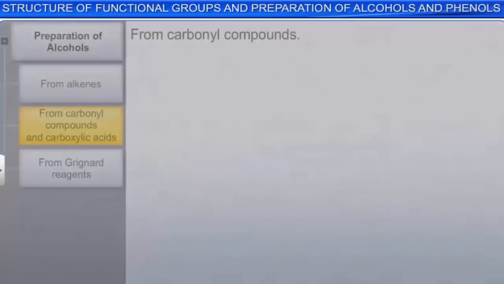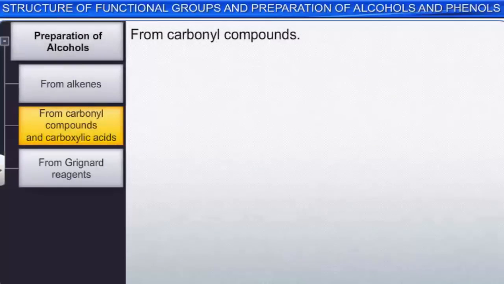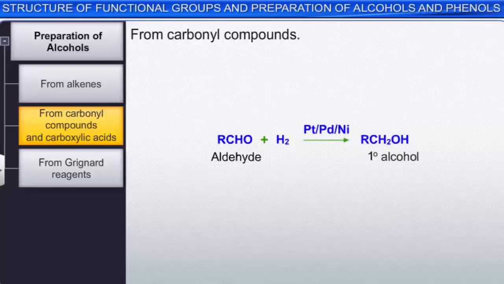Another route for the preparation of alcohols is by the reduction of aldehydes and ketones. This involves the addition of hydrogen gas in the presence of a suitable metal catalyst, such as platinum, palladium, or nickel. The overall reaction for the catalytic reduction of an aldehyde to a primary alcohol is shown here. This method also works for the reduction of ketones.